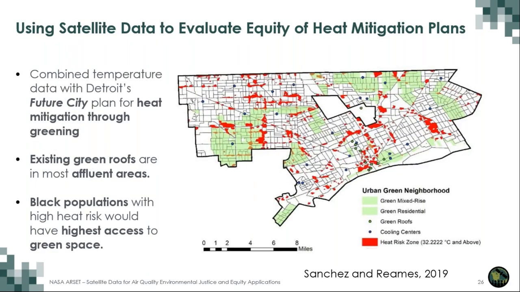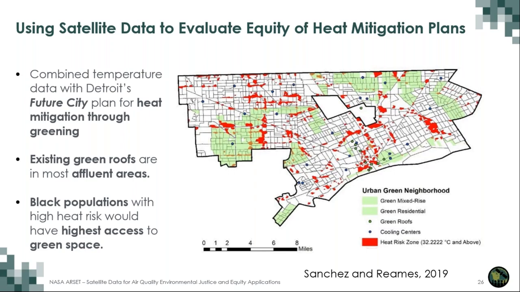Satellite data was also used to evaluate equity of heat mitigation planning in Detroit, Michigan. One study used land surface temperature data from Landsat to identify if the hottest parts of the city would benefit from urban greening efforts and how heat and greening overlaid with different population groups.